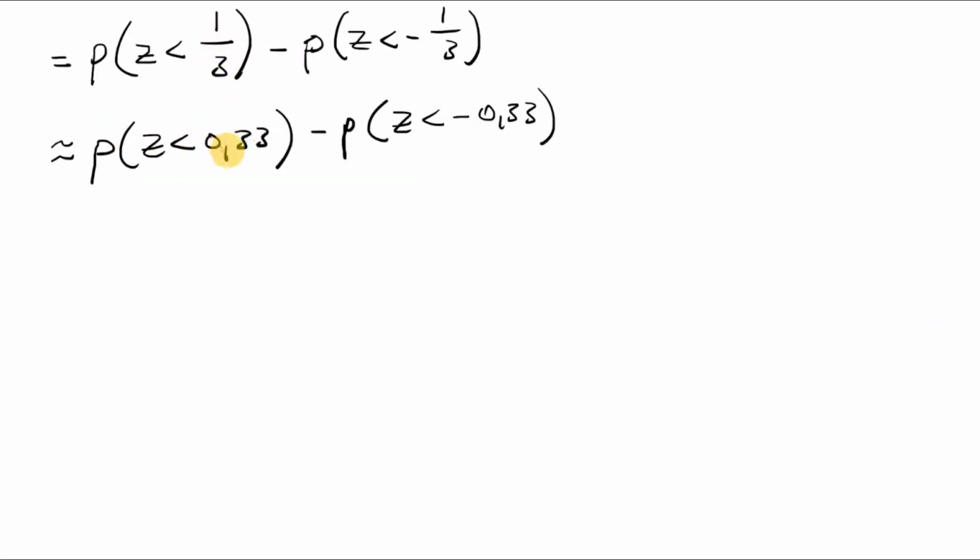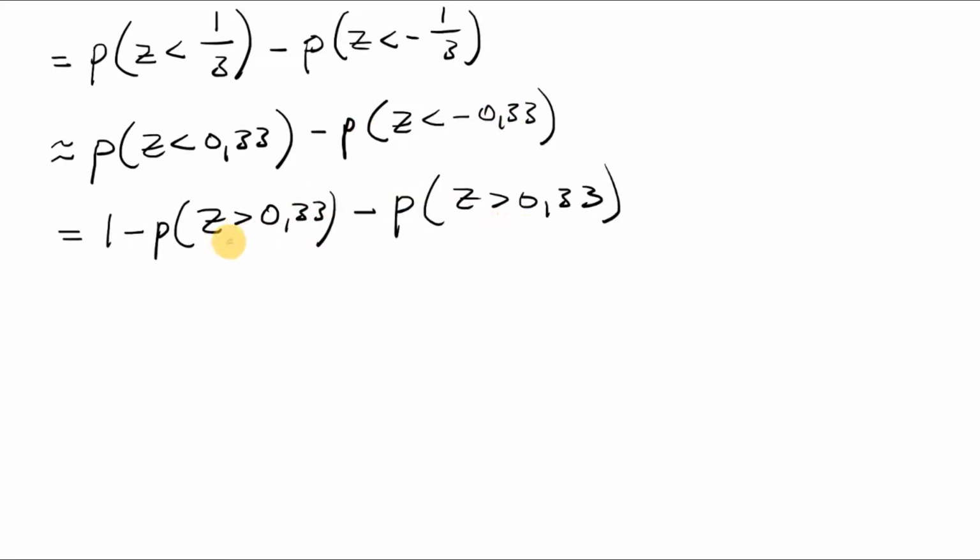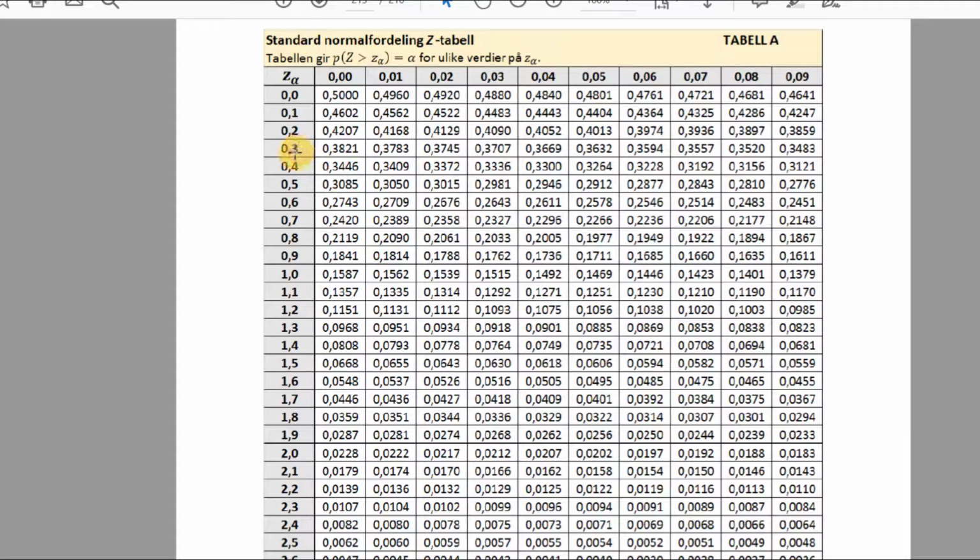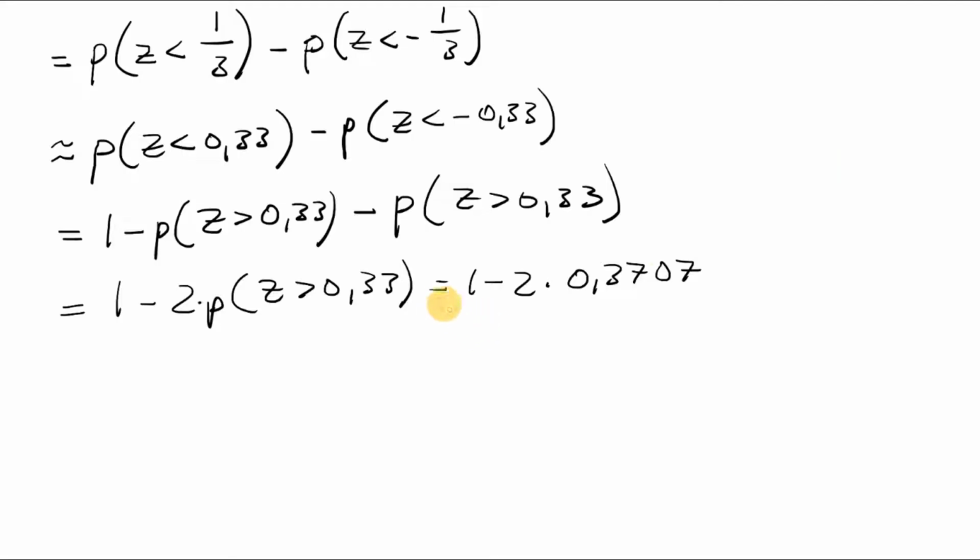And rounding this off to 2 decimals, and switching this one to that, and at the same time taking 1 minus. And here by symmetry, we see that we have this twice, and this one we can read off in the table. So 0.33, then we are here. So this probability. And this just simplifies to 25.86%. So that's the probability that the random person has a length between 170 and 180 centimeters.